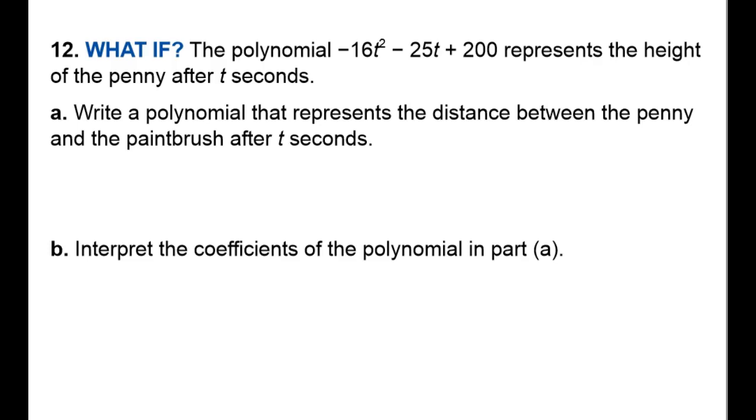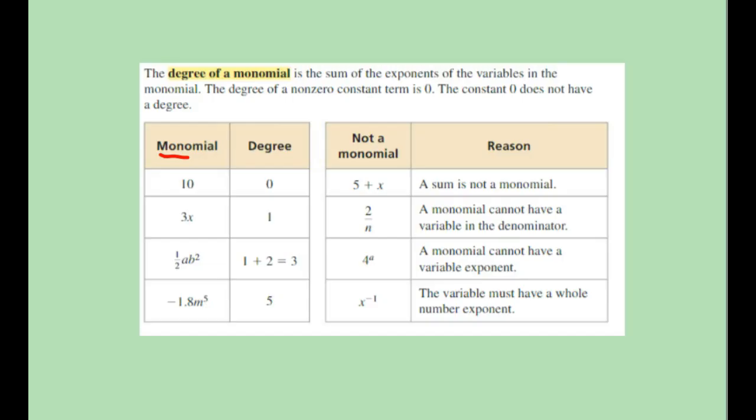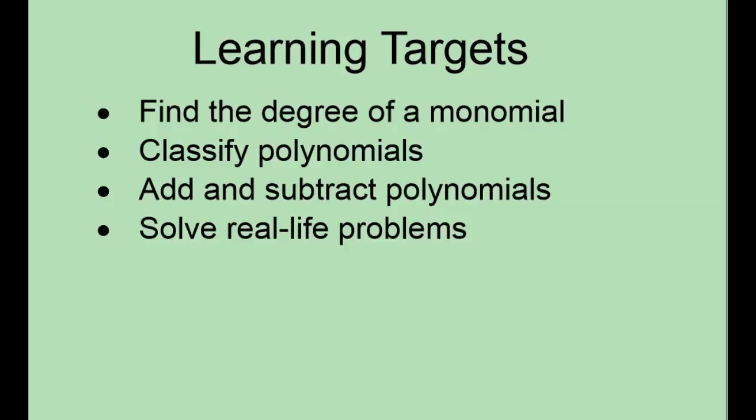Okay, so here's your final monitoring progress. Try it. I know these are tough word problems, but these are the ones that are really going to show if you know your stuff before you try and take the quizzes and exams. So let's look back at our learning targets real fast. Our first one was finding the degree of a monomial, and that's looking at one term and how many exponents we have with the variables that we're looking at.